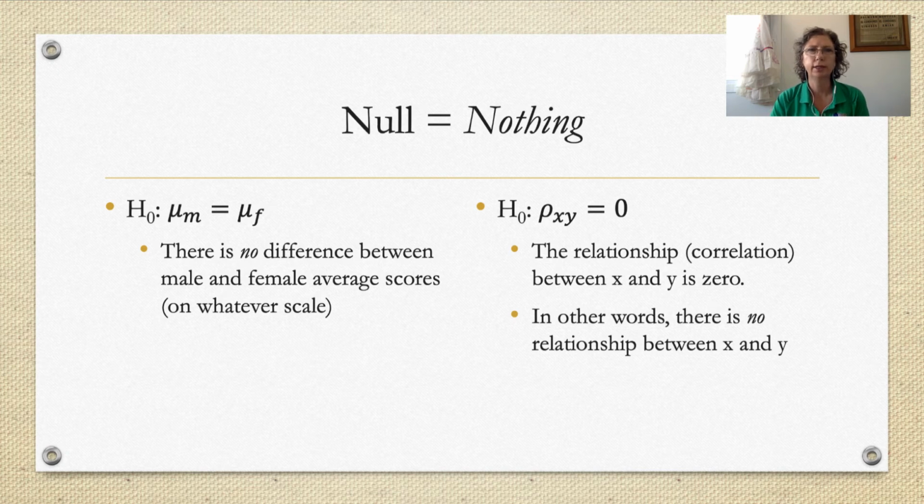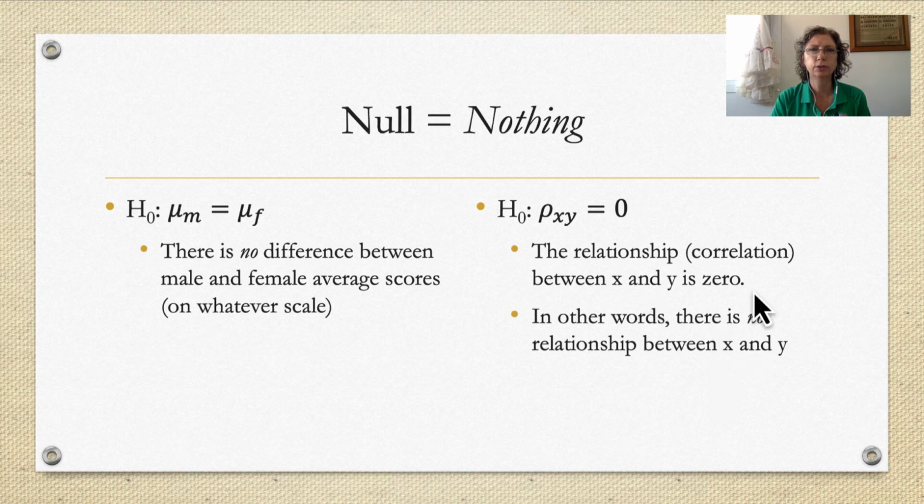Another thing I want to point out here is the Greek letters. This one's called mu, and this one's called rho. When we're looking at the null hypothesis, typically we're making a statement about the whole population. So mu is the population mean. The average for all the males in the population is equal to the average of the population of females. There's no difference between them because they're equal to each other. That's your difference between groups.